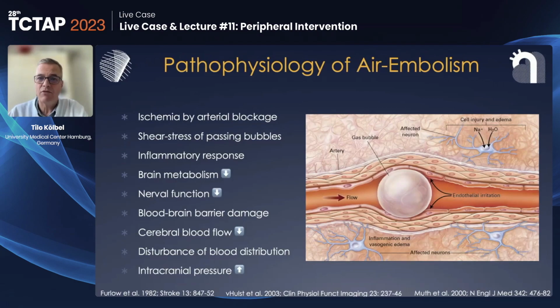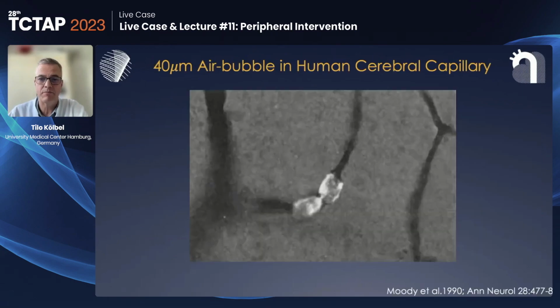The pathophysiology of air embolism is very clear. It has been studied for many years, and even the smallest bubbles of 5 micron diameter can cause significant damage, ranging from metabolism issues to blood-brain barrier damage, etc. Here you see what a 40 micron bubble, which is not visible, looks like in a human capillary.